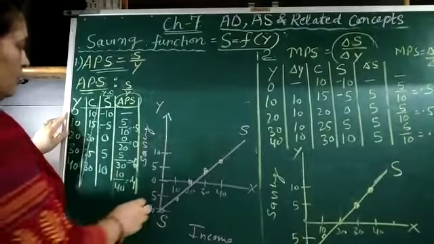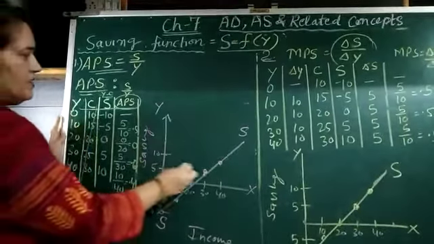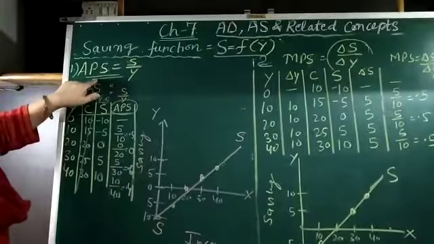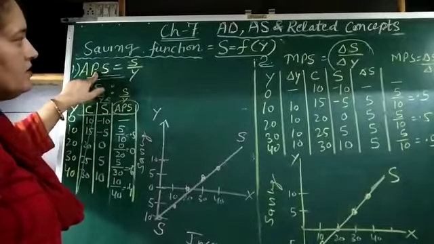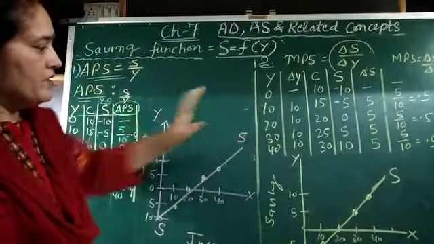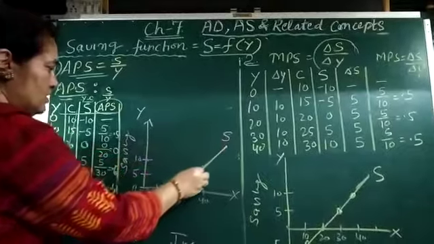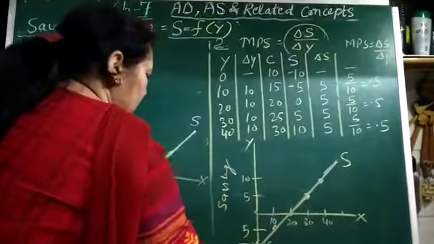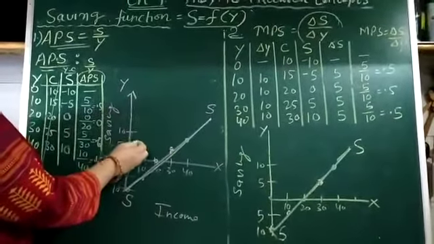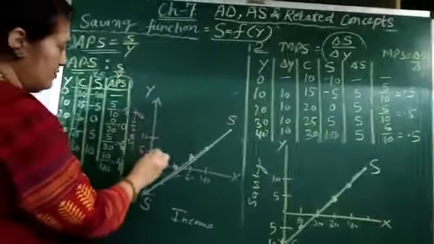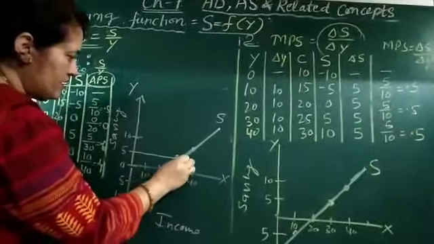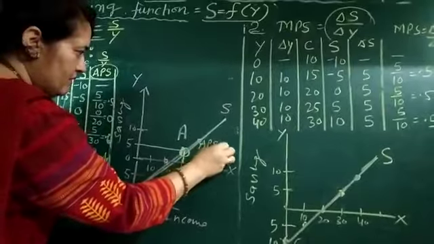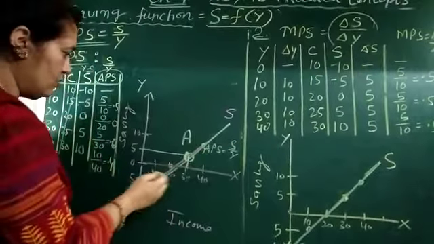we are taking the help of income and saving curve only. We have to derive the saving curve. Look, for the derivation of APS or for the derivation of MPS, I am deriving just the saving curve here. Now I am deriving average propensity to save. On this particular point A, APS is equal to S upon Y.